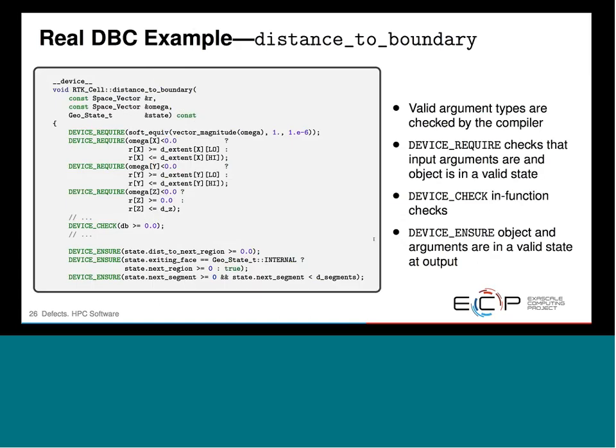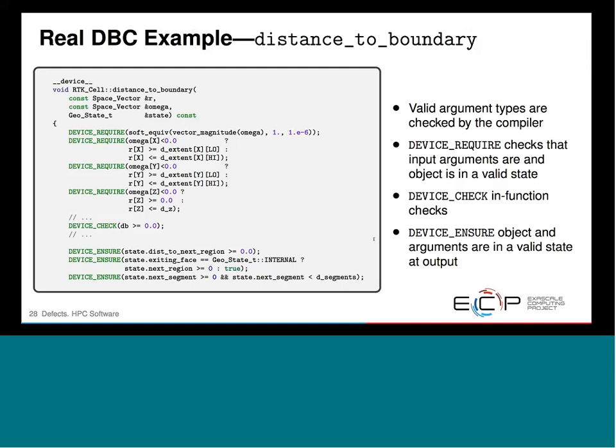All right, what does a real example look like? So let's go back to our distance to boundary example from earlier, where we're tracking through geometry. This is the device implementation of our distance to boundary function. Again, it takes a spatial vector, a directional vector, and then a state. And the first thing we do is check to make sure, for example, that the directional vector is a unit vector. So one of the requirements of this distance to boundary is that it does not take an unnormalized direction vector. It only takes unit vectors.